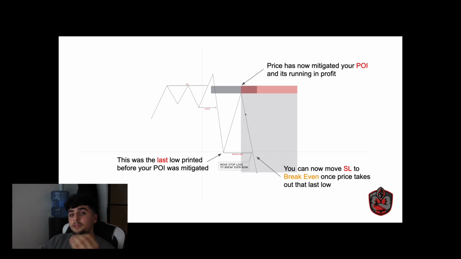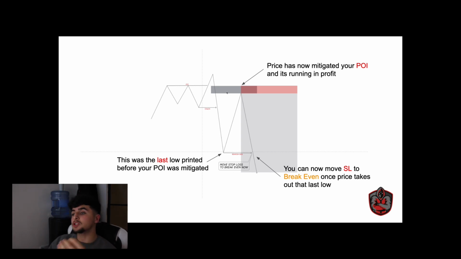So what you have to wait for before moving your stop loss to break even is price breaking the low before your area was mitigated. As you can see, this was the last low before our area of supply was mitigated. Now we just wait for price to break that recent low. Once that low was broken, move your stop loss to break even.